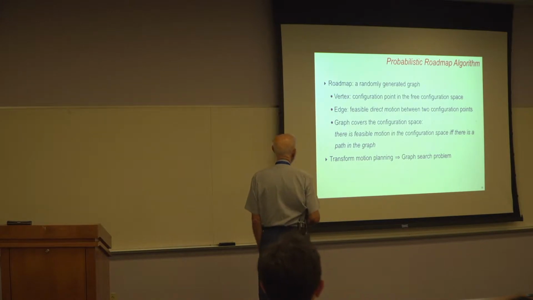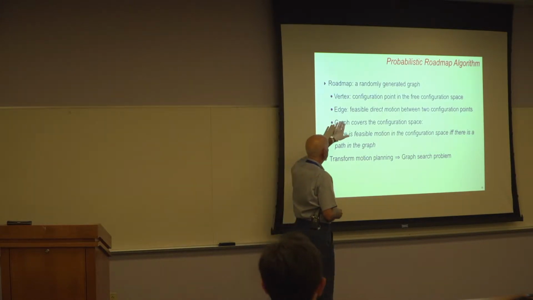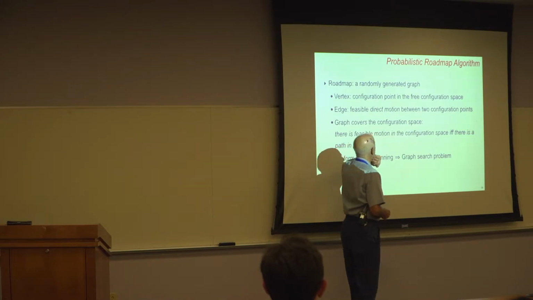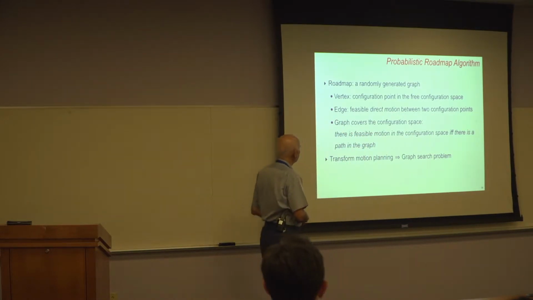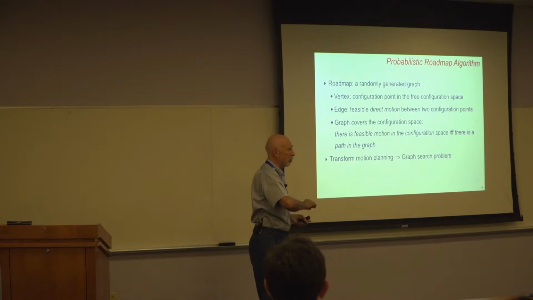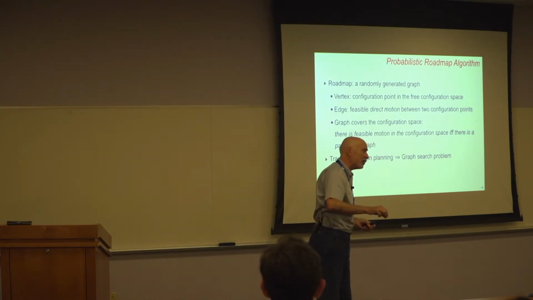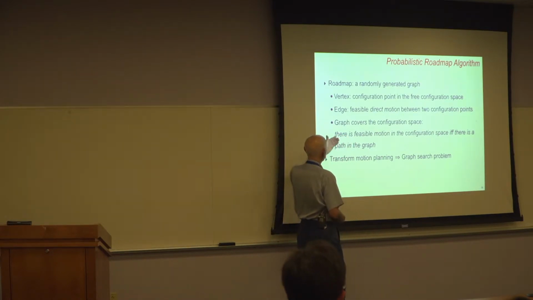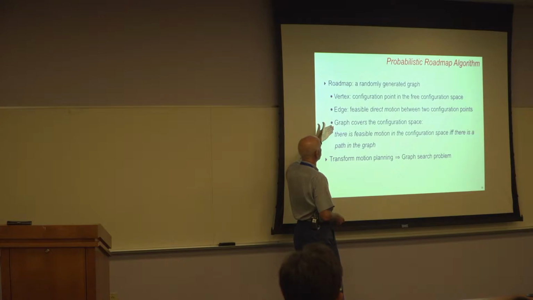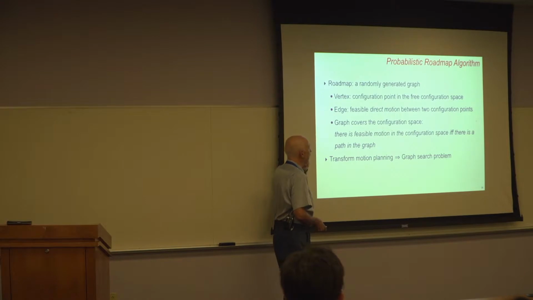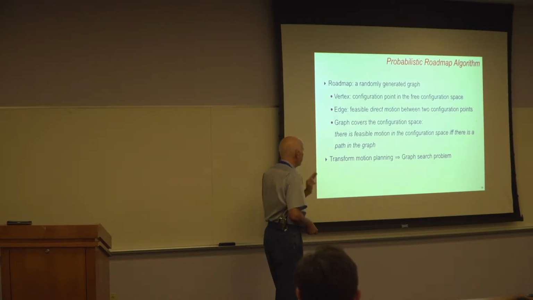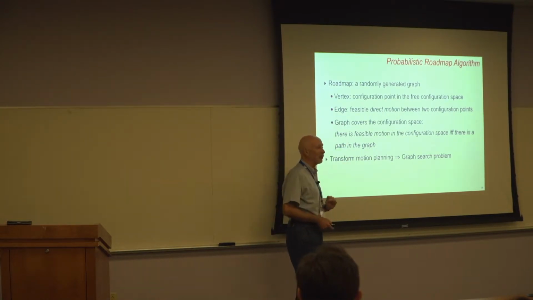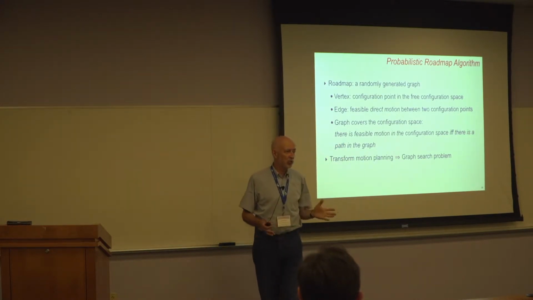So your roadmap is a randomly generated graph. A vertex is a configuration point in the free configuration space. An edge is a feasible direct motion between two configurations. When I mean direct, that is, you do not have to go around any obstacle. You can just change your configuration directly from one to the next. And you say that the graph covers the configuration space when this property holds. There is a feasible motion in the configuration space if and only if there is a feasible path in the corresponding graph. If this property holds, then you transform motion planning into graph search problems, which is very easy.